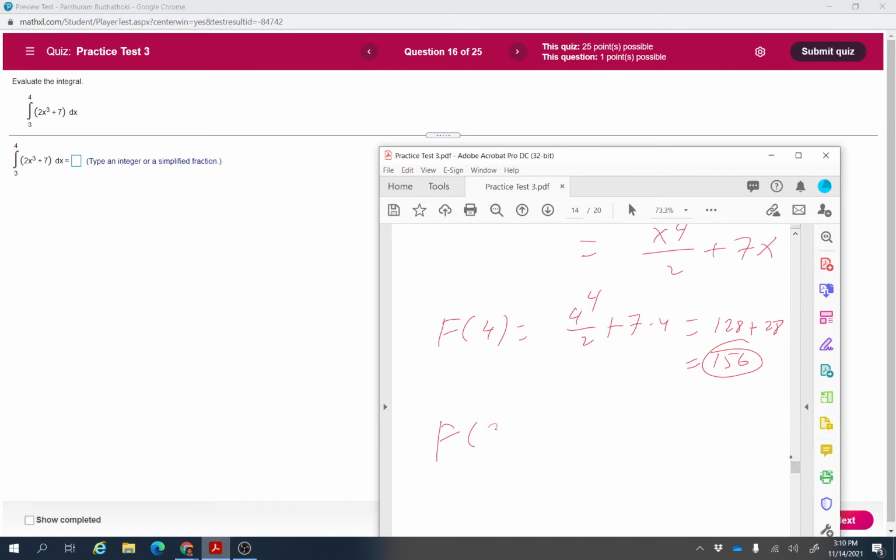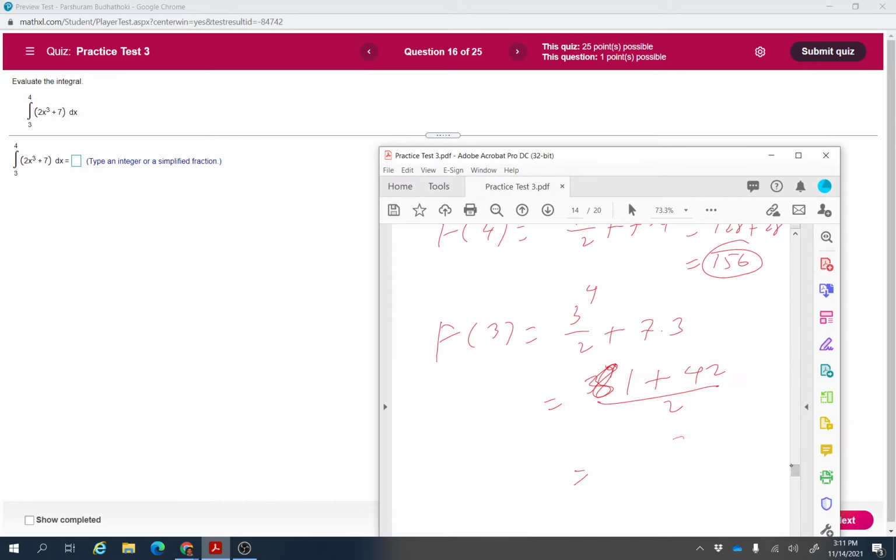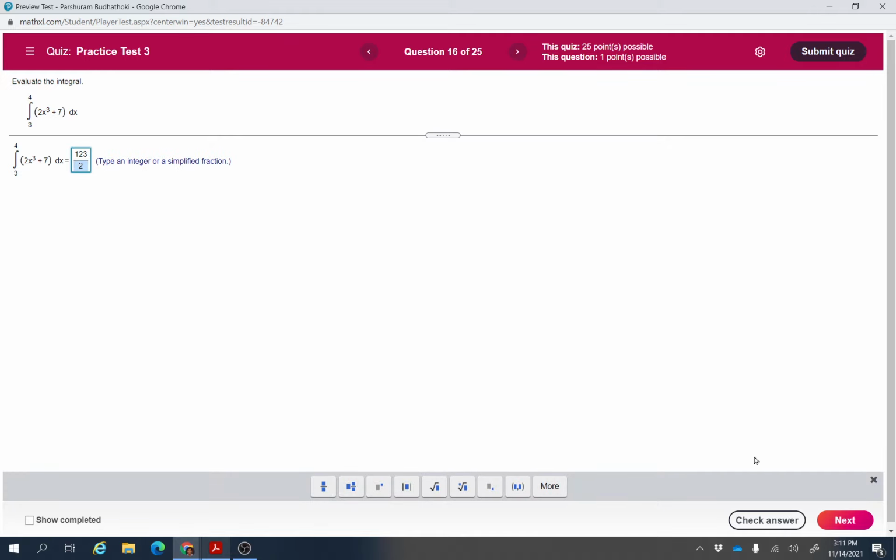And then F of 3 is 3 to the power 4 over 2 plus 7 times 3. Oh yeah, so what is this? We can find this value. This is type an integer or simplified fraction. So this is 3 to the power 4, which is 81, plus 7 times 3 is 21, times 2 is 42, divided by 2. Just make the same denominator and then simplify. It is 123 divided by 2. That's the simplified form, 123 divided by 2. So that's the answer.